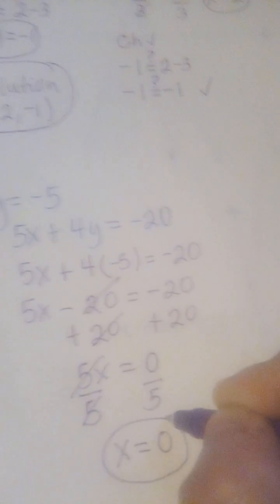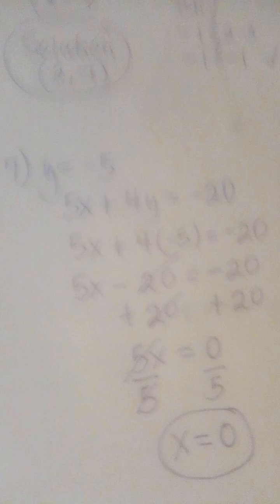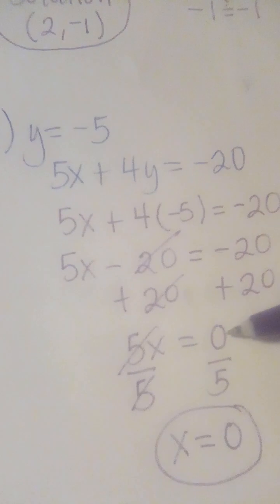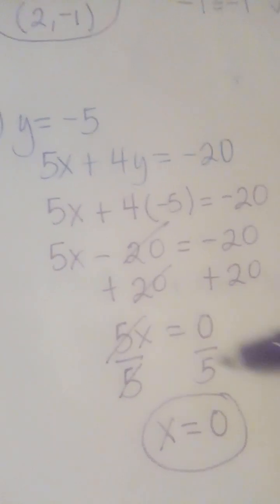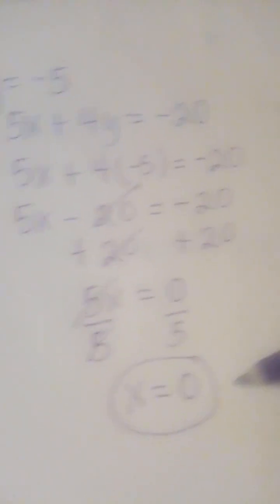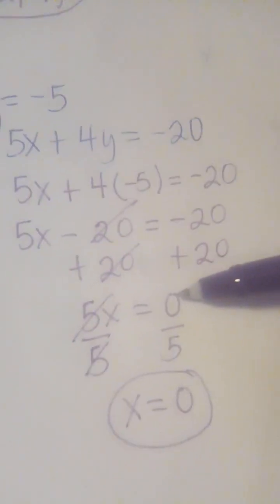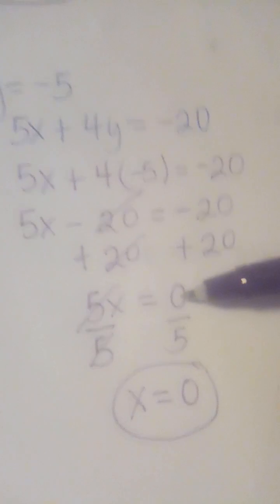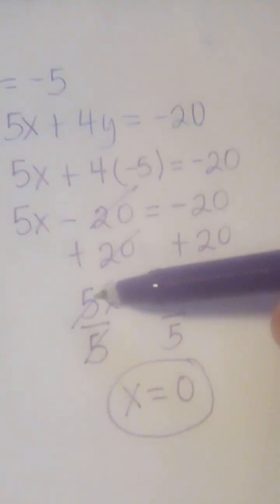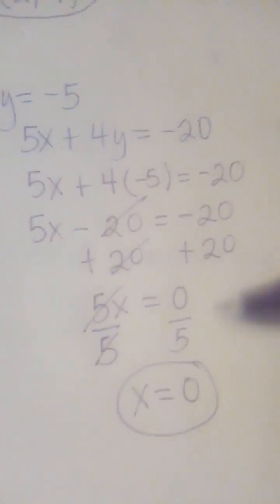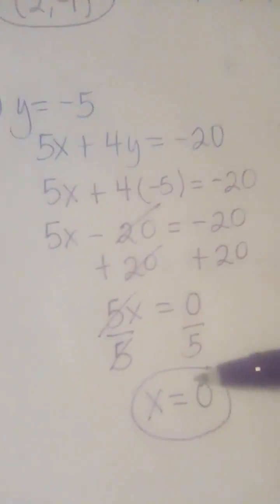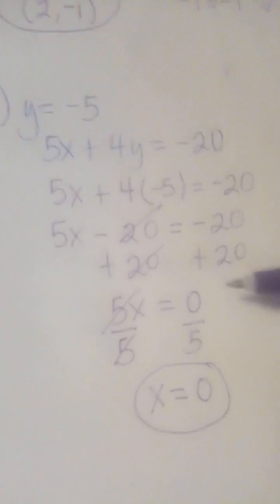The only way it would be undefined is if the 5 were on the right side and 0 were for x, then it would be undefined. However, in this case, you have 0 on the right side and the 5x, 5 on the left side, so it's doable. So that is our final answer. The solution is 0 for x and y is negative 5.